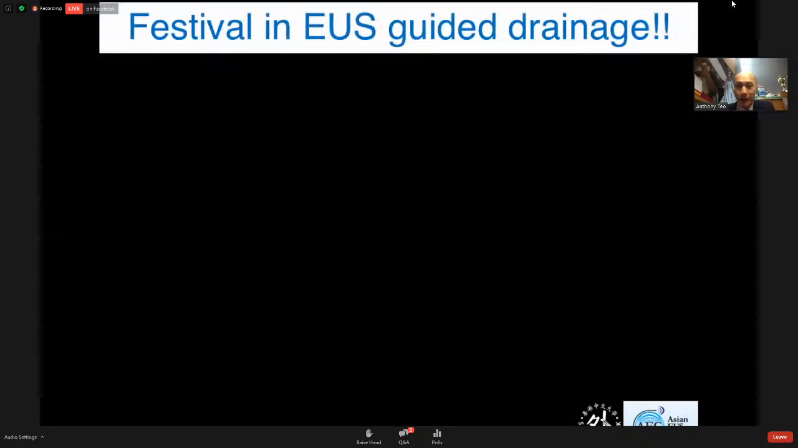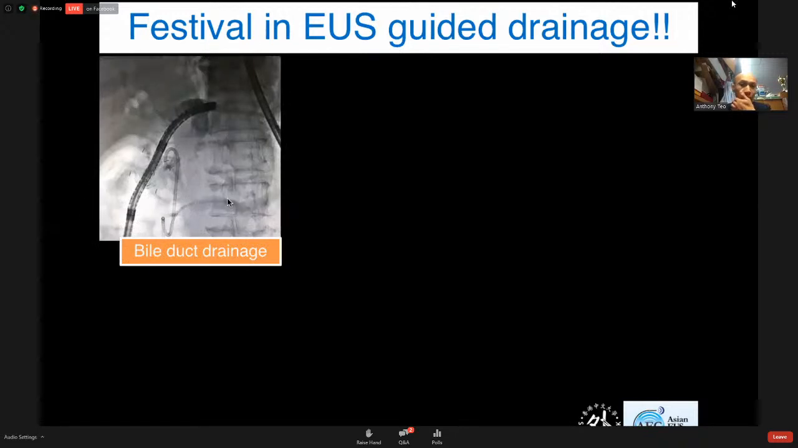In the past few years, in fact, we have seen a very quick development in different kinds of EUS guided drainage procedures. I would describe it as a festival, because almost every year or every few months, there will be a new procedure that is being described. Nowadays, we can perform bile duct drainages easily. And after bile duct drainages, the stent can be used as a portal to allow the scope to go into the bile ducts as well.